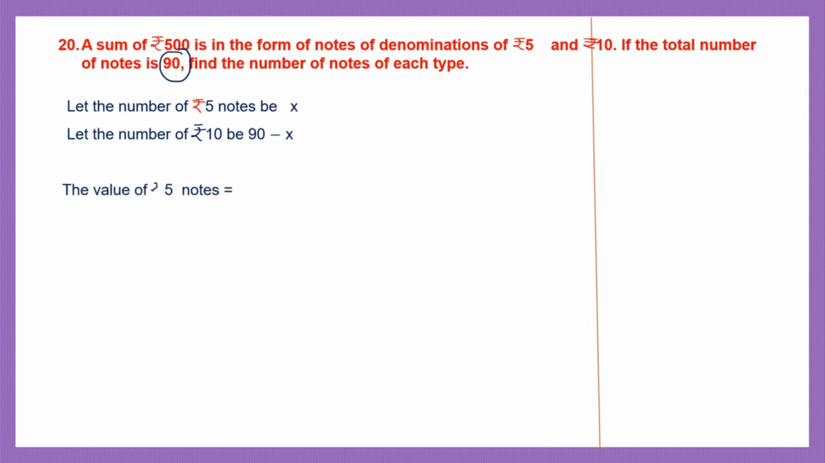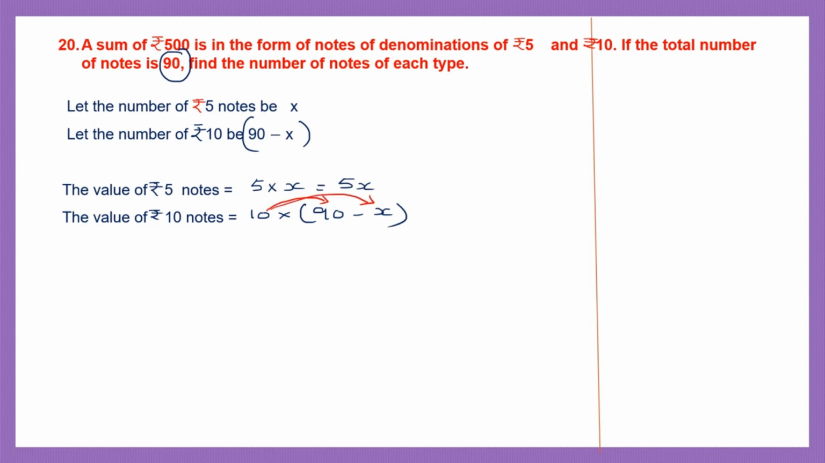Now the value of these 5 rupee notes will be, each note is 5 rupees and there are x number of notes, so 5 into x, which is 5x. Similarly, the value of 10 rupee notes will be 10 rupees into 90 minus x. So now let's open the brackets here. We will have to multiply 10 into 90 and then 10 into minus x. So 10 into 90 is 900, and 10 into minus x is minus 10x.